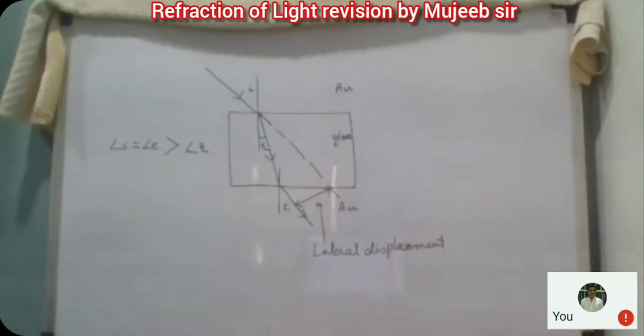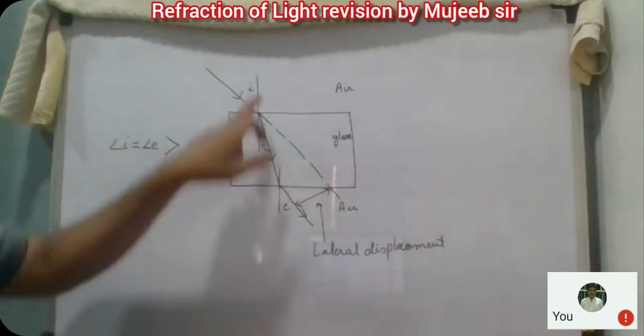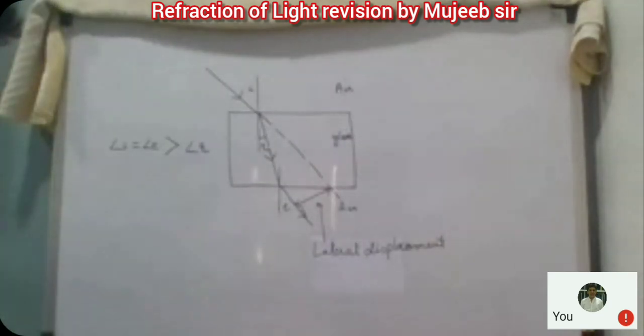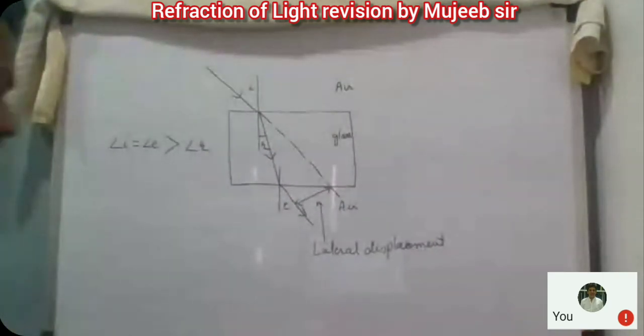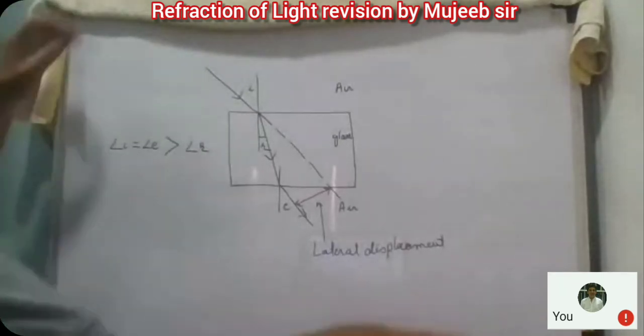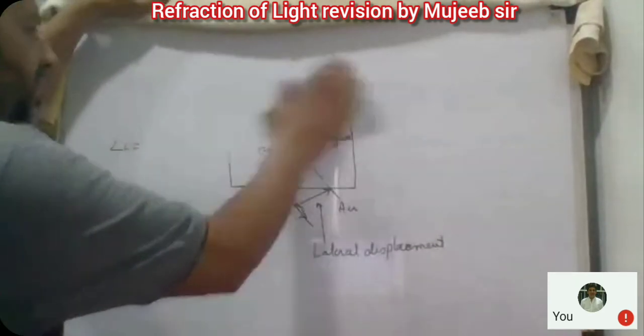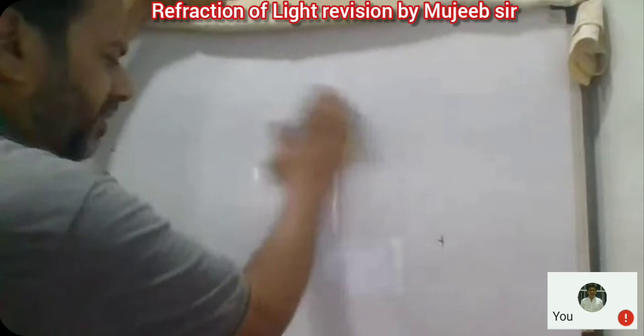Now we have to prove that the emergent ray is parallel to the incident ray. How will you prove it? It's very simple. See what happens here: the light is bending twice.